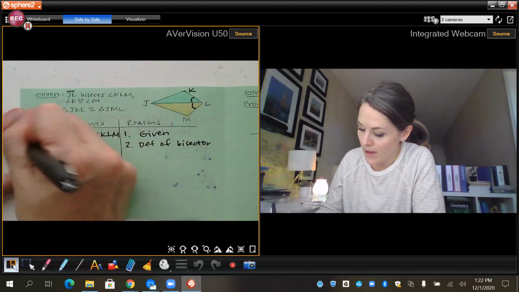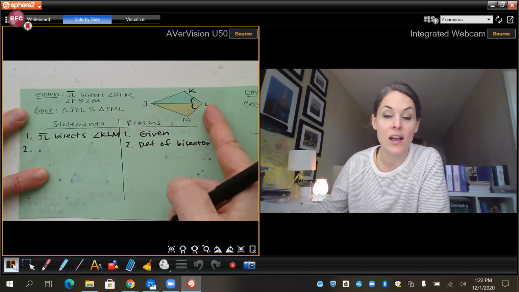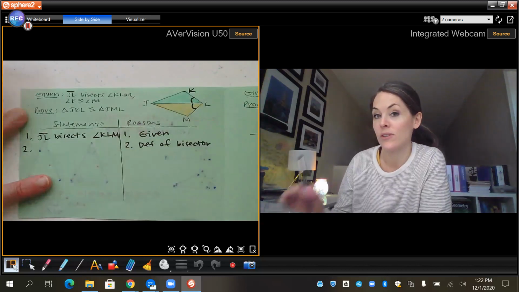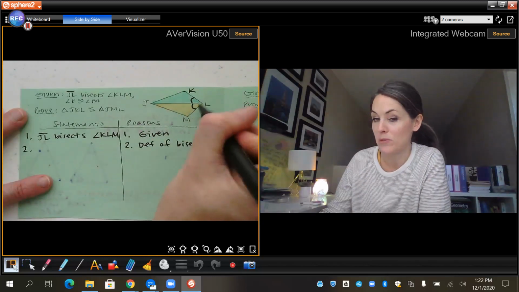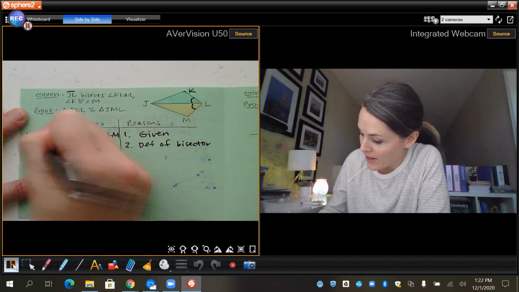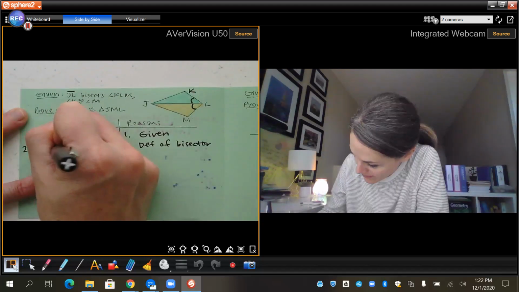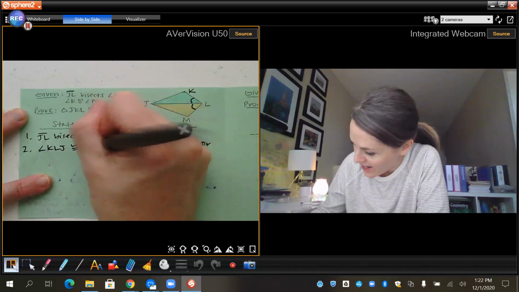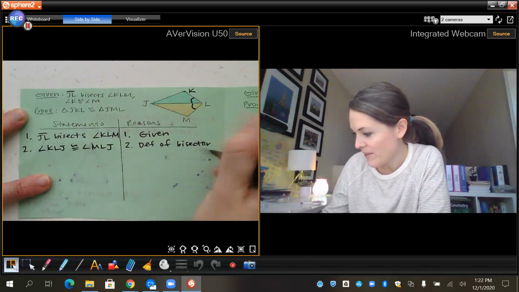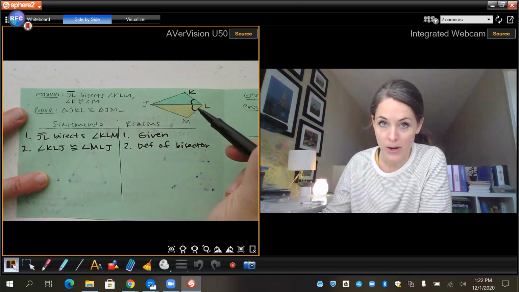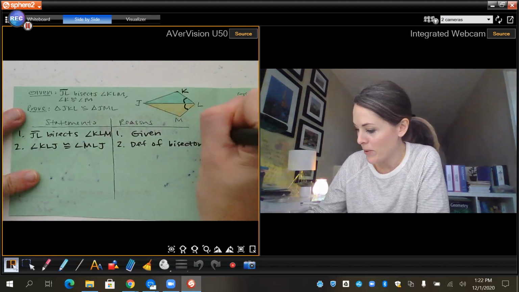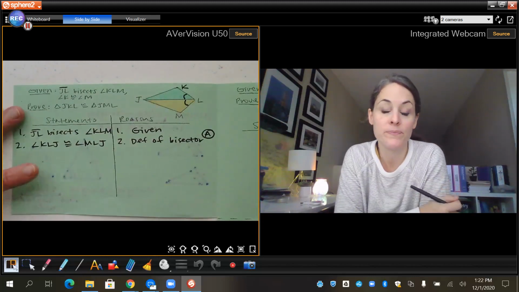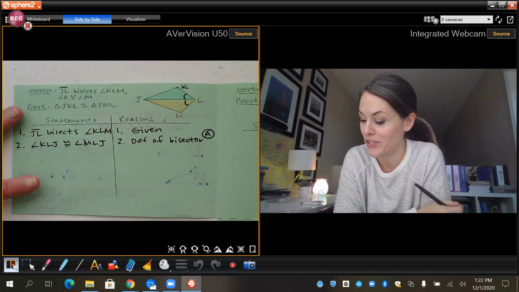Okay. And here I need to name those two angles, which I'm going to use 3 letters to do because there's multiple angles at L. So I'm going to say angle KLJ is congruent to angle MLJ. By definition of bisector, I've already marked it in my picture, and I'm going to put an A for a set of angles. So I have one piece of information.